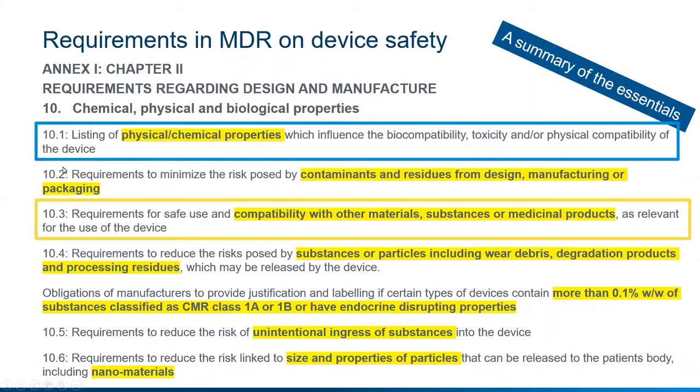And then in paragraph 10.2, there's requirements to minimize the risk posed by contaminants or residues from the design, manufacturing, or packaging of the device, meaning that you have to consider how the manufacturing of the device occurs and if any residuals can influence the safety of the device. That also includes residues from sterilization, for instance.